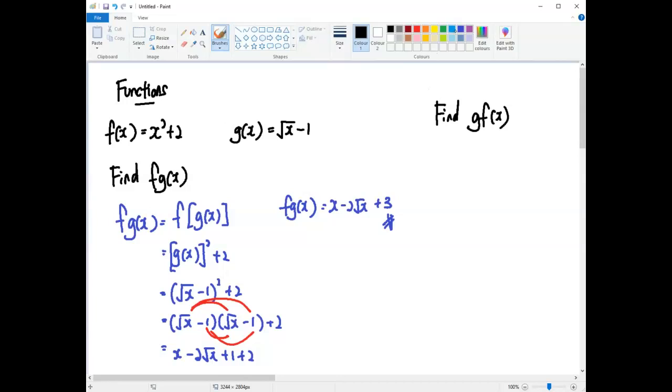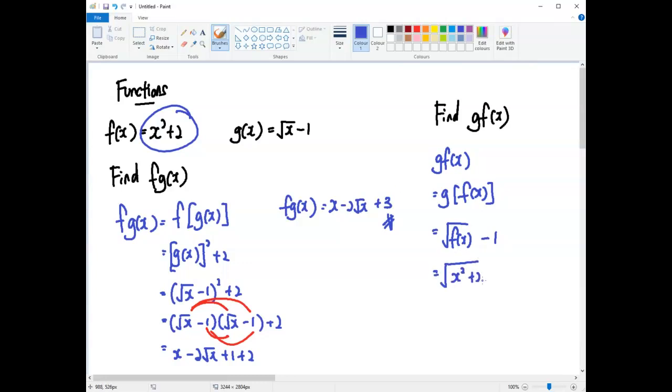So what is g(f(x))? You're substituting the f function into the g function. As you can see, the answer is the square root of f(x) minus 1. What is f(x)? f(x) is x squared plus 2. So this is our final answer. We cannot simplify this further.